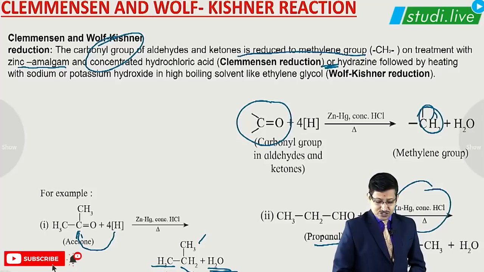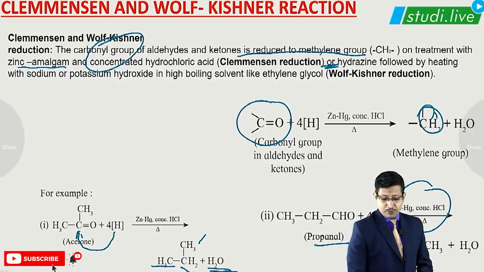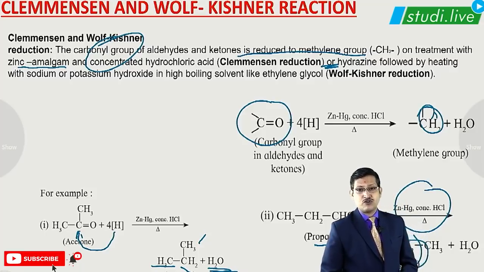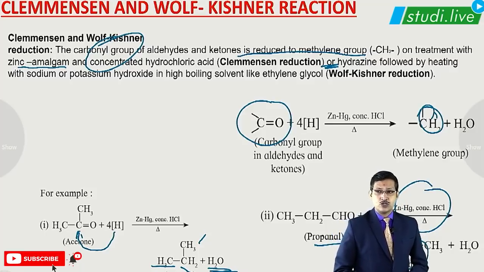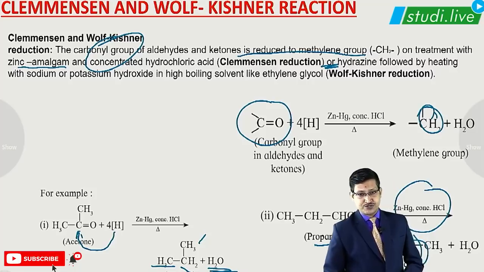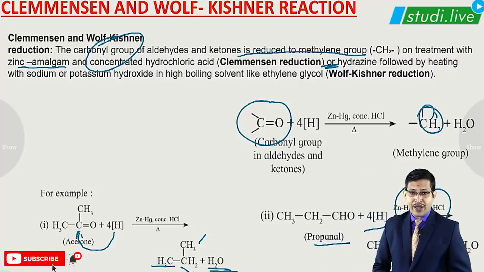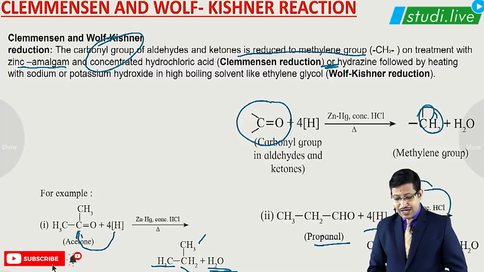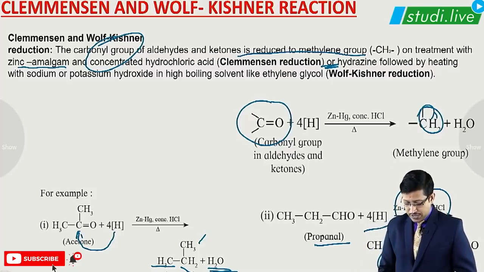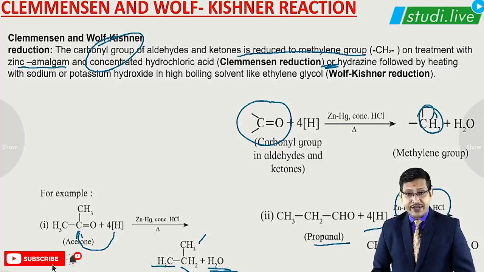So when this reaction occurs, finally you will get the formation of propane here. So this will give you the final formation of propane. Now this is the final propane that we get. So this reaction wherein propanal plus 4H in presence of zinc amalgam and concentrated HCl gives the formation of propane.